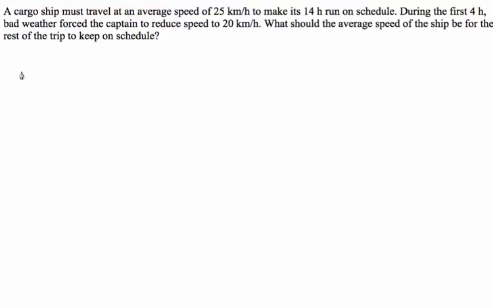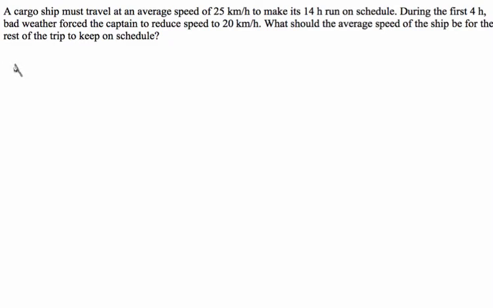Alright, this problem says a cargo ship must travel at an average speed of 25 kilometers per hour to make its 14-hour run on schedule. During the first 4 hours, bad weather forced the captain to reduce the speed to 20 kilometers per hour. What should the average speed of the ship be for the rest of the trip to keep on schedule?